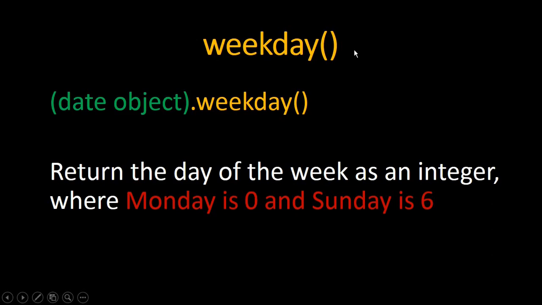Remember, this is not an attribute, it's a function applied to a date object. What it does is return the day of the week as an integer. So for Monday, this function will return 0, and for Sunday it will return 6. You will ask me, what if I want Monday as 1 and Sunday as 7? As in normal life, we don't use 0 and 6, we use 1 and 7.